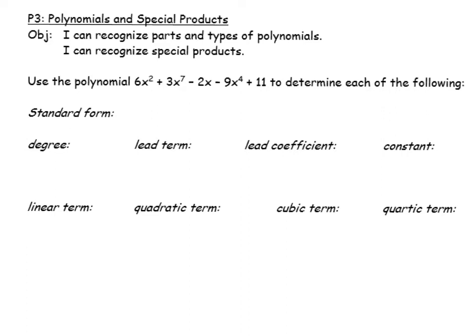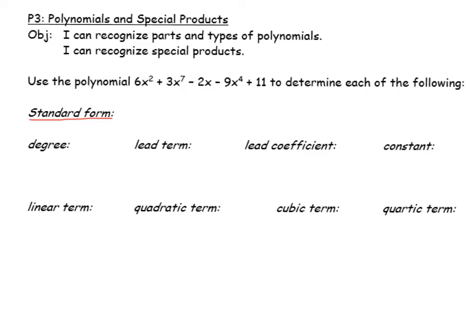It says use the polynomial 6x squared plus 3x to the 7th minus 2x minus 9x to the 4th plus 11 to determine each of the following. Writing a polynomial in standard form means you write it from the biggest exponent down to the value that doesn't have a variable at all.